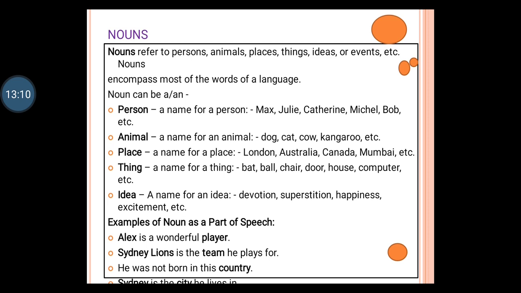Like I said, it could be a football team, a basketball team, and the word team is also a thing. It represents persons, a group of persons. It's a particular type of noun. We'll be looking at that later on. Okay, he was not born in this country. A country is a place.